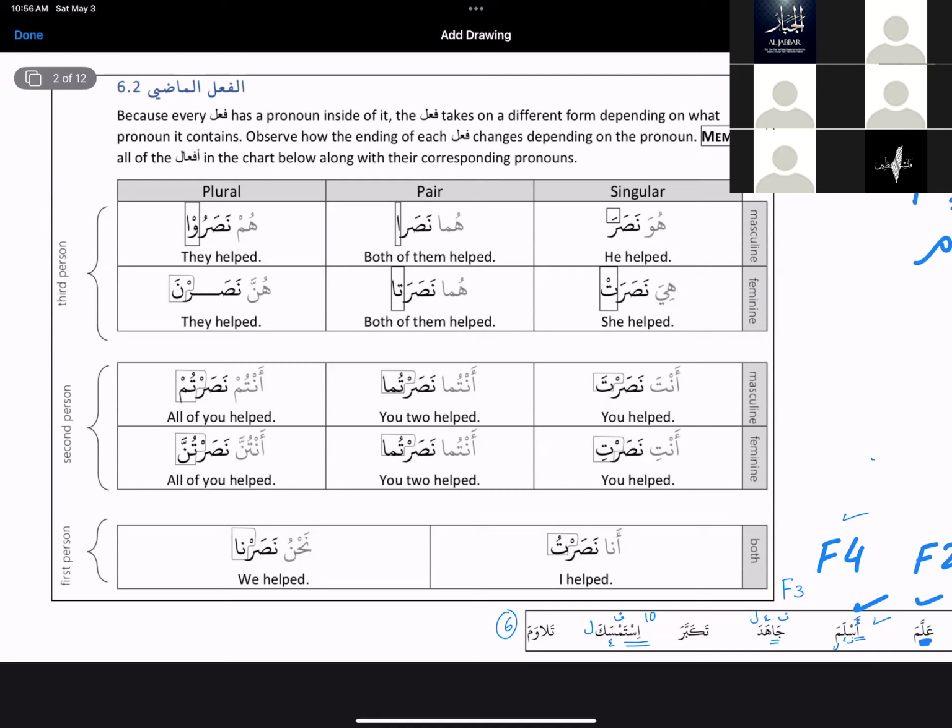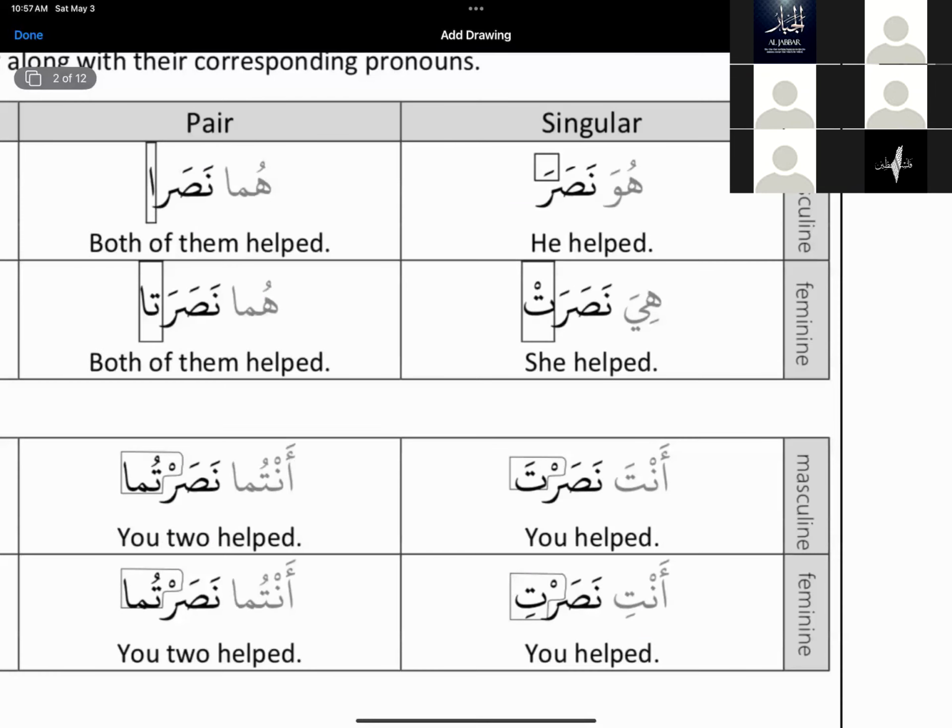So huwa and hiya. What do we know about them? It's hidden. What is hidden? Outside door. Third person. Huwa is for masculine and hiya is for feminine. Mustatir in the fi'l. So when we say nasara, we are saying he helped, right? Who is this he? The doer, the fa'il. Outside fa'il. And nasara is helping, so he helped. And since this is madi, we are saying he helped.